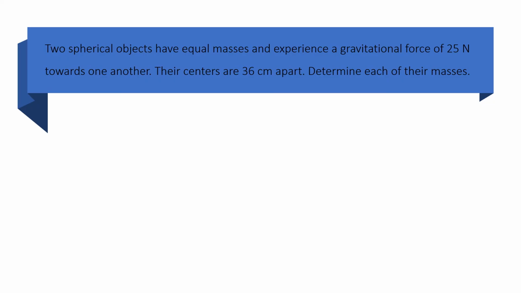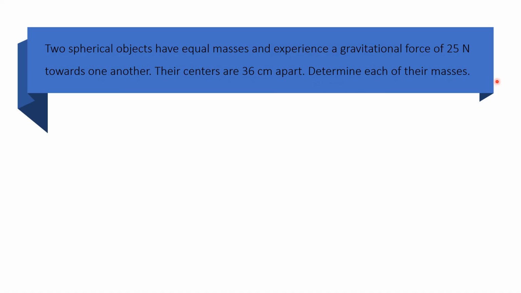Here is the problem number 2. Let us read it first. Two spherical objects have equal masses and experience gravitational force of 25 Newton towards one another. Their centers are 36 centimeters apart. Determine each of their masses.